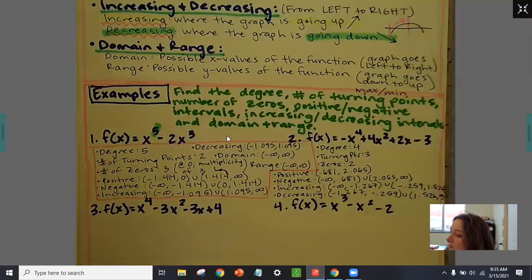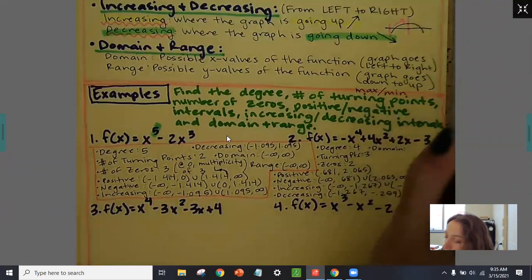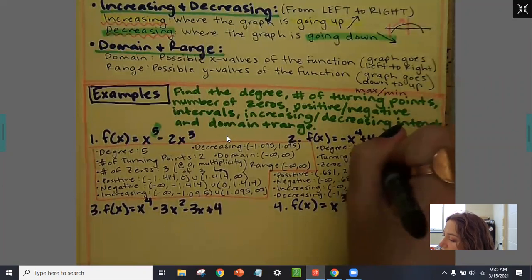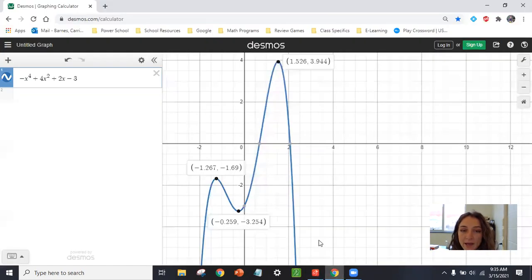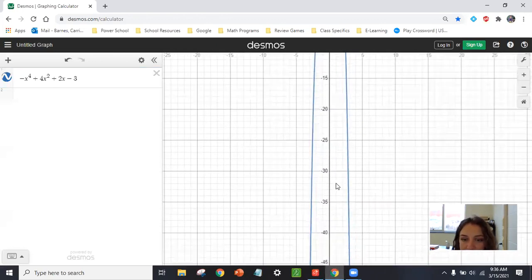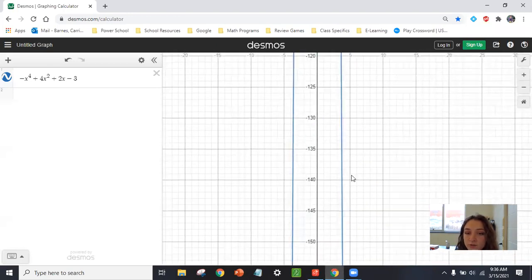All right, so let's look at our domain and range now. All right, and the domain is always going to be the same. It's going to be negative infinity to positive infinity. So let's go look at the range. Okay, and we just want to see what y values this can possibly have. So looking on the y-axis, I can see this exists all the way down to negative infinity. Okay, it's always going to exist there.